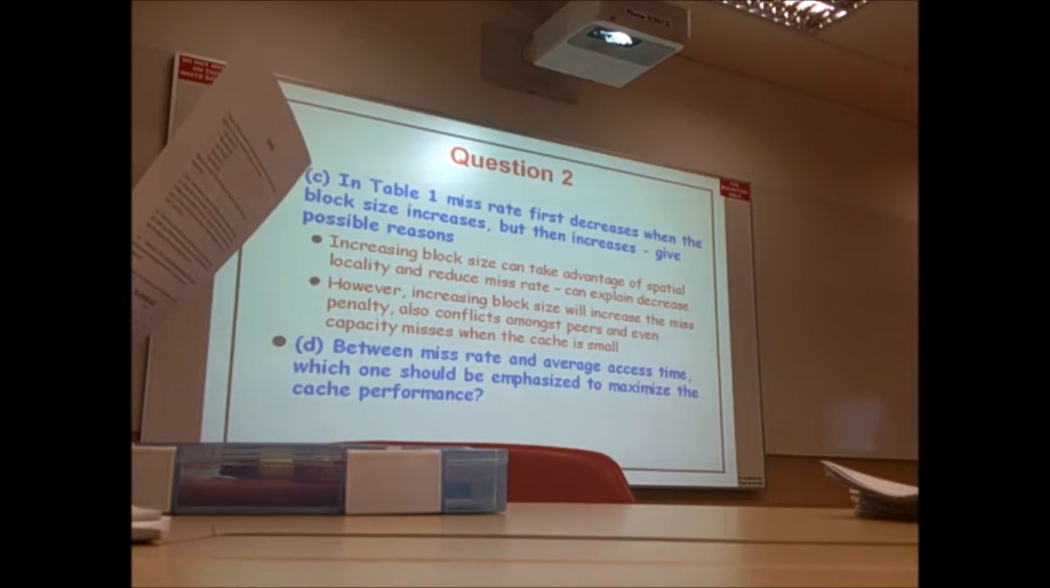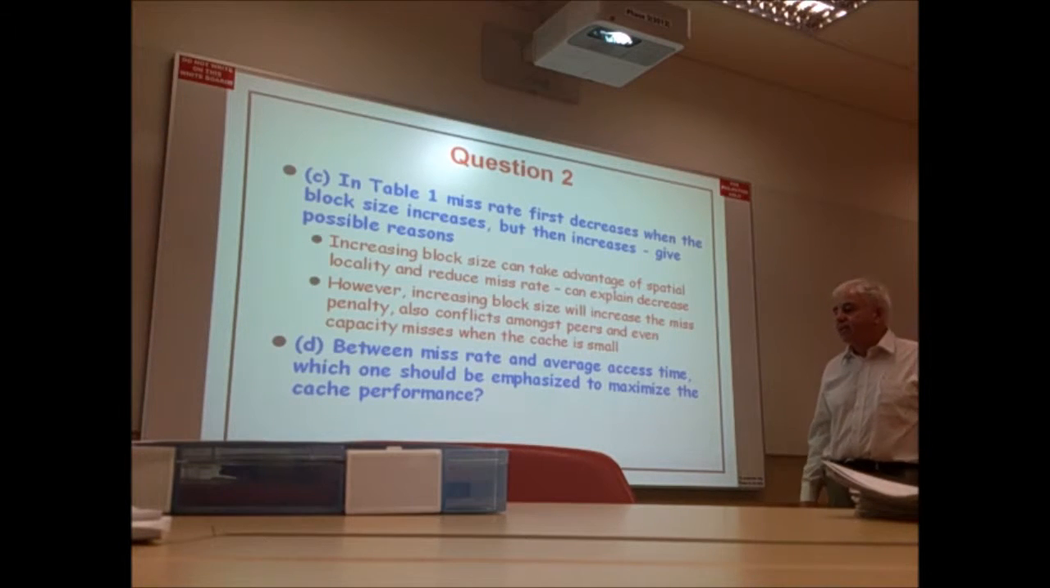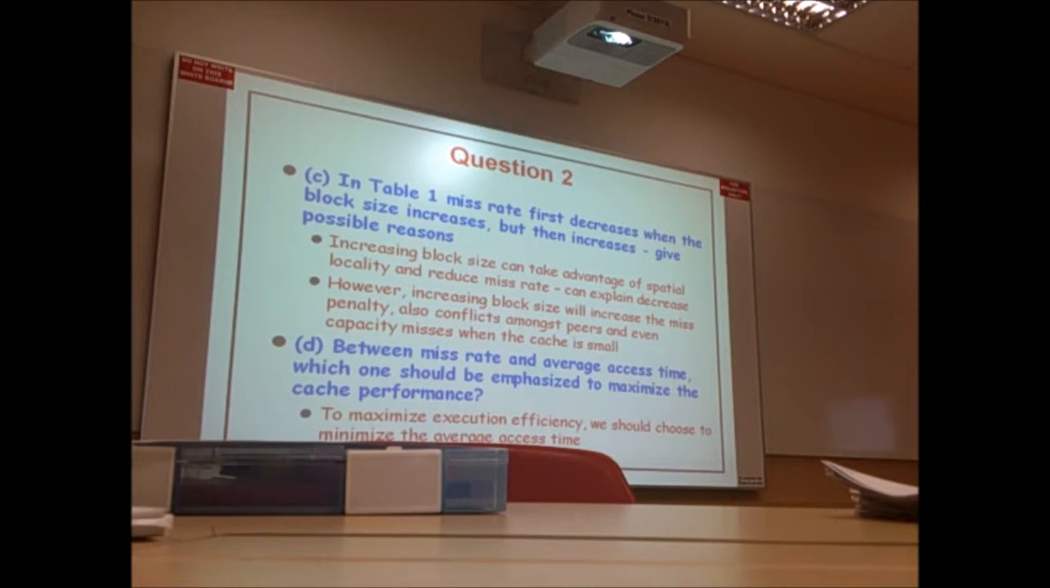And then we noted that the block size that gave the minimum miss rate is not the same as the block size that gave the minimum access time. So which is most important, the miss rate or the access time? Yeah. In the end, when it comes down to the efficiency of execution, it's the access time that's important. Okay, so although you want to reduce the miss rate, the main emphasis should be on minimizing the access time.